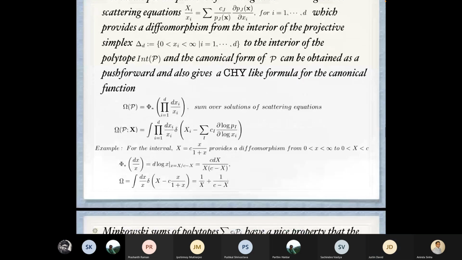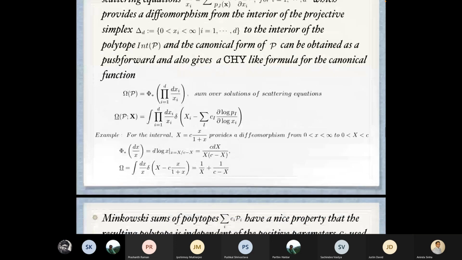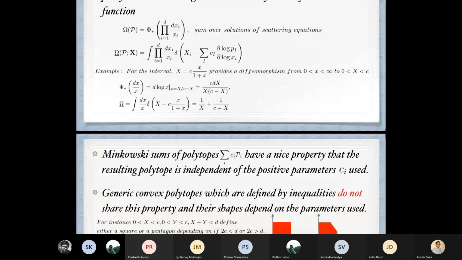Okay. So next thing. The Minkowski sums of polytopes have a nice property in that their shapes don't depend on these parameters Ci that we use. Of course, the size may depend, but the shape doesn't change. If the Minkowski sum is a square for Ci being something positive, then it will also be a square for some other positive values of Ci.